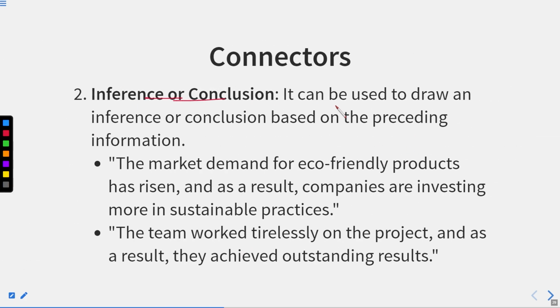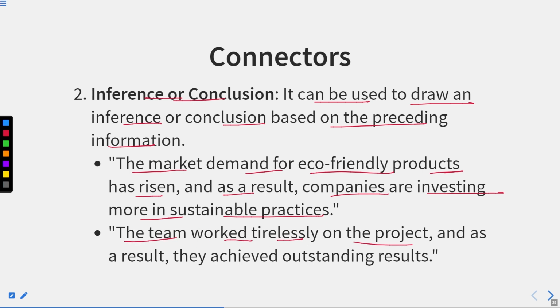Next one, inference or conclusion. It can be used to draw an inference or conclusion based on the preceding information. The market demand for eco-friendly products has risen, and as a result, companies are investing more in sustainable practices. The team worked tirelessly on the project, and as a result, they achieved outstanding results.